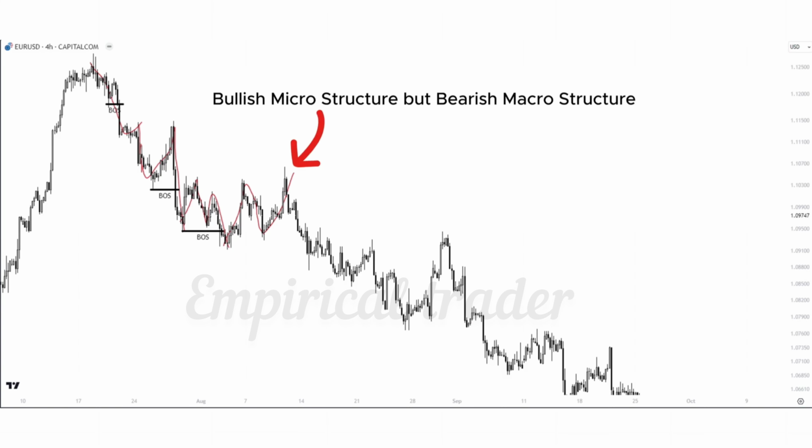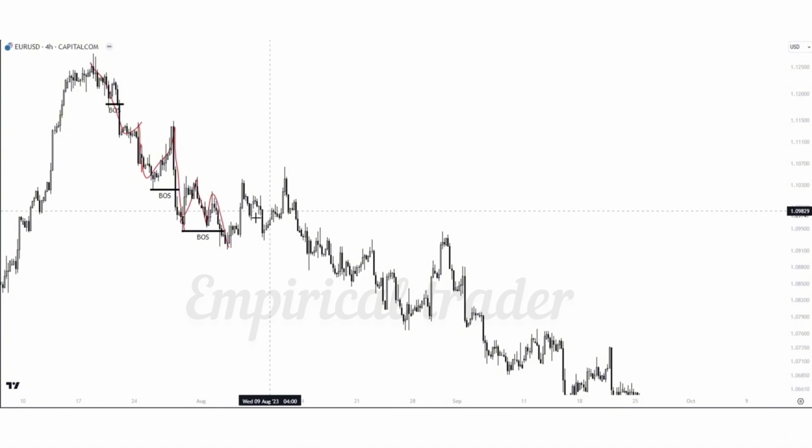So this microstructure is bullish, but it does not respect the macro trend, which is bearish. It's simple to avoid this mistake. Just remember the easy sentence of riding the trend. Anyway, back to the analysis.